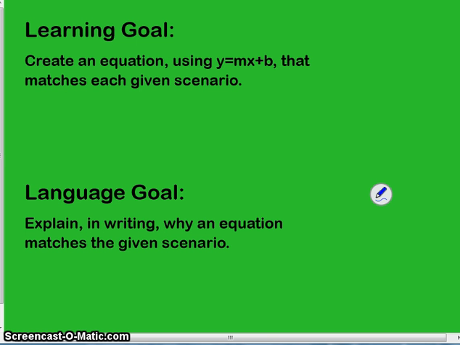Our learning goal today says create an equation using y is equal to mx plus b that matches each given scenario. And then your language goal: explain in writing why an equation matches the given scenario.